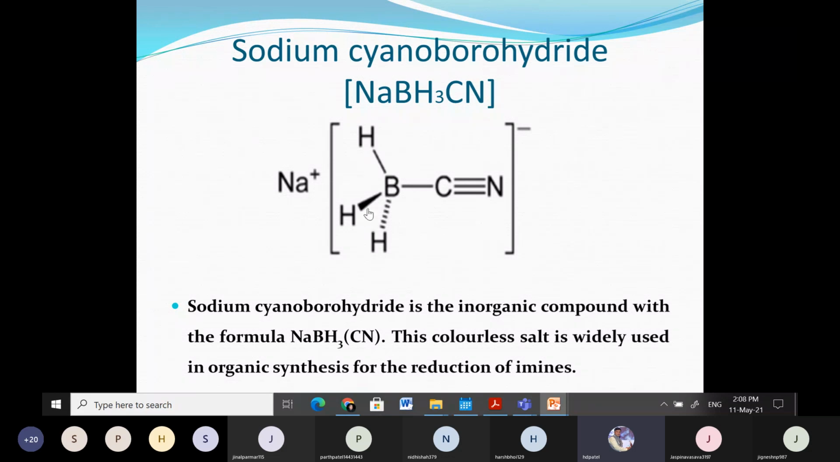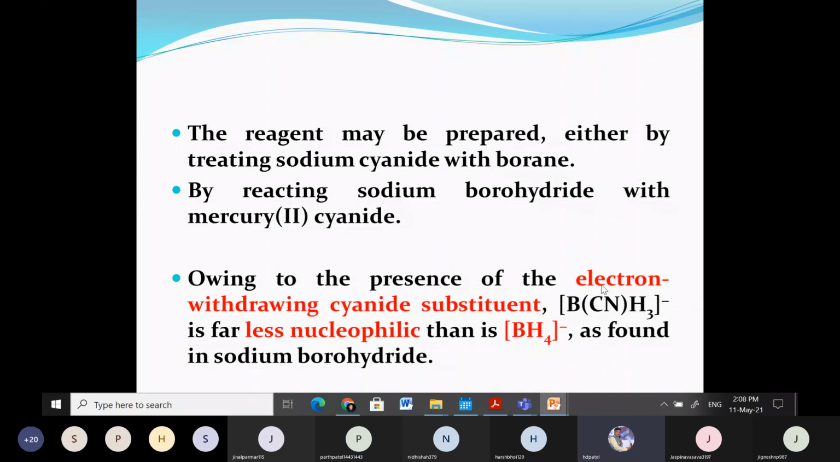So three hydrogens are here. The bonding electrons between hydrogen and boron slightly migrate towards the boron, and as a result this hydrogen will be eliminated as H+, and then the further reaction will take place. So due to the presence of the cyano group, the reactivity of BH3CN is slightly lower compared to BH4. In BH4, H- is easily available and the further reaction will take place.